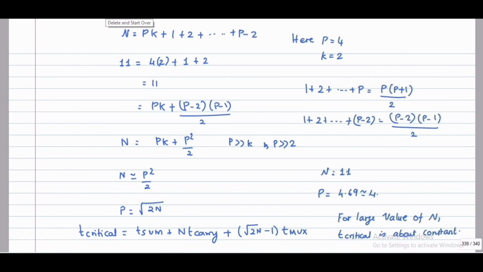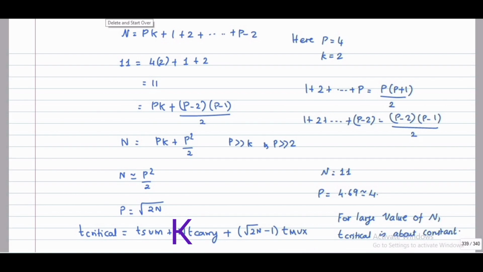So n is equal to pk plus p minus 2 into p minus 1 divided by 2. Since the p value is greater than k and greater than 2, you can write n is equal to pk plus p square divided by 2. And since the p value is greater than k, I can further reduce it so that n is equal to p square by 2. From this I can write p is equal to root of 2n. Since the value of n is 11, if you substitute, you will get p is equal to 4.69. I approximated it to 4.